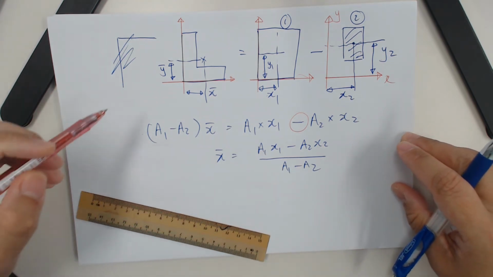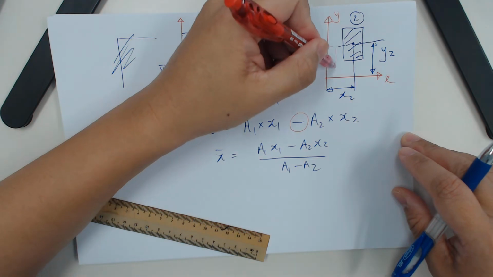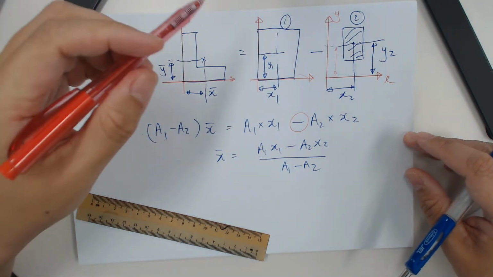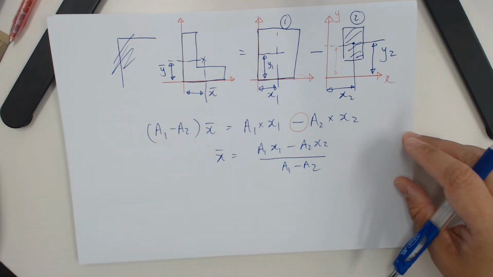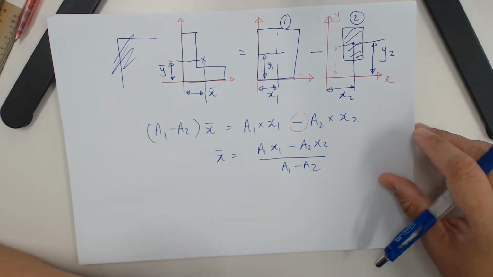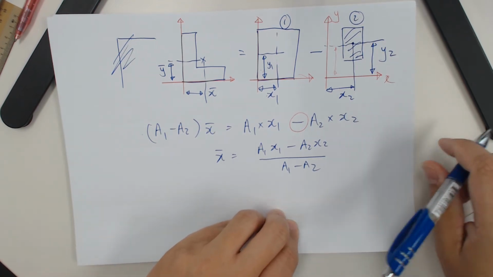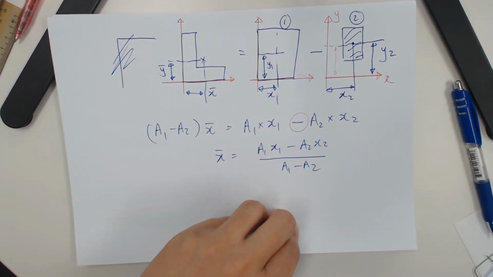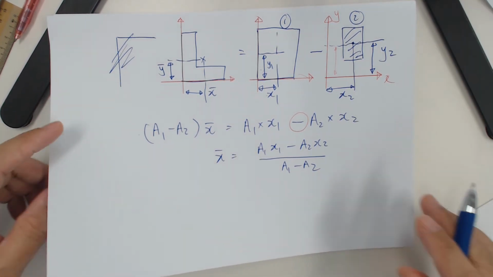So you can do the same for y bar, and you will see. This is your y2, and this is your y1. So this concludes the first moment of area, which with this knowledge, then you can proceed to look at the second moment of area.